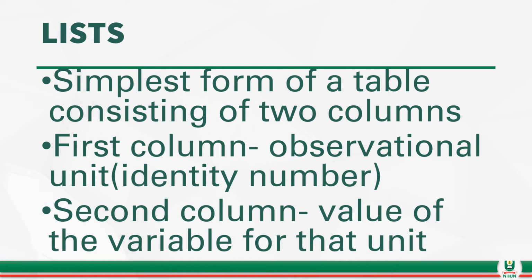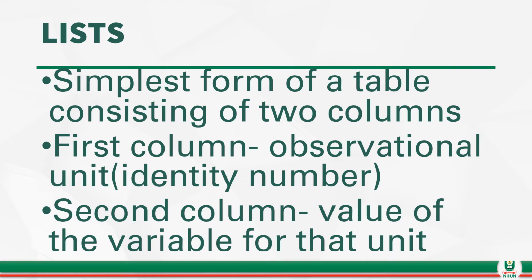So how do you list your data? How do you form a list of your data? List is basically the simplest form of a table. It usually consists of two columns. The first column is the observational unit, which is the serial number or number of the items. And then the second column is the value of the variable for that unit. That is the variable you're measuring and the units of measurement. That comes on the second column.